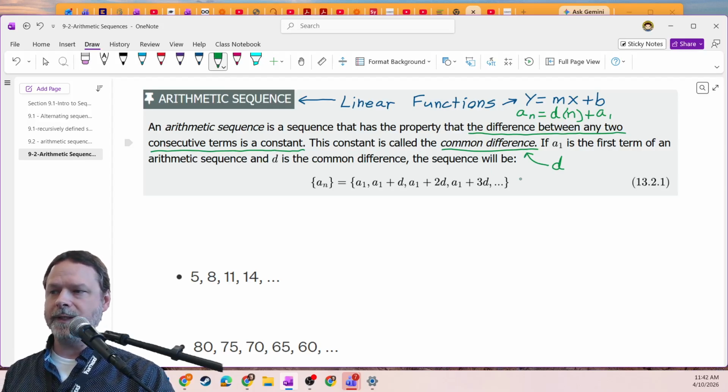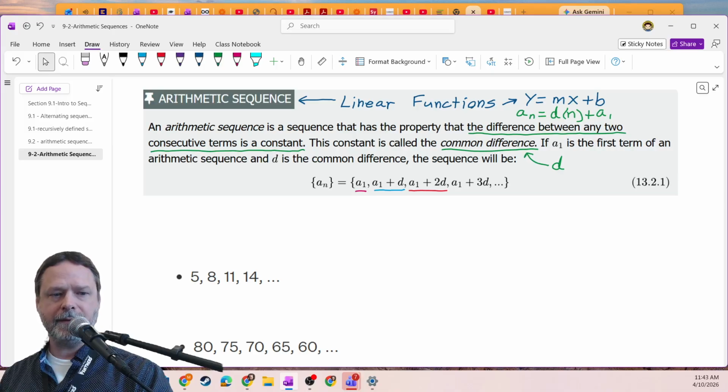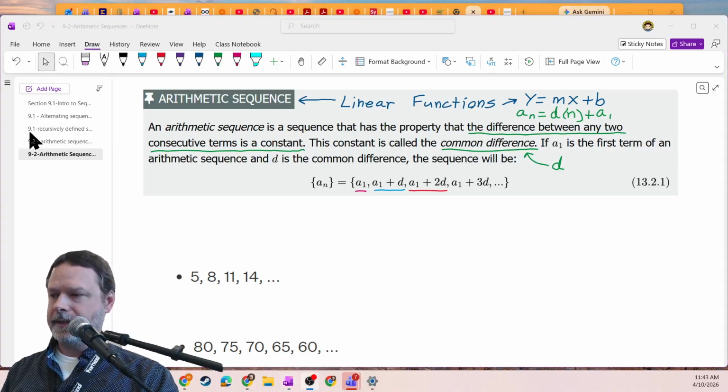If a sub 1 is the first term of an arithmetic sequence and d is the common difference, then the sequence will be a sub 1, then add that common difference, so a sub 1 plus d. Then add d again. We're just going to keep adding that common difference over and over again. We add the common difference again and we get a sub 1 plus 2d, because now we have 2 d's. Add it one more time.